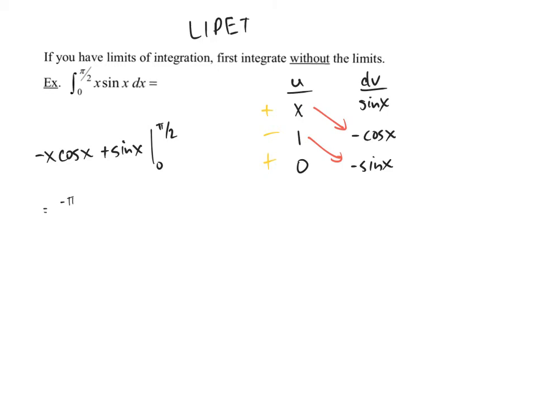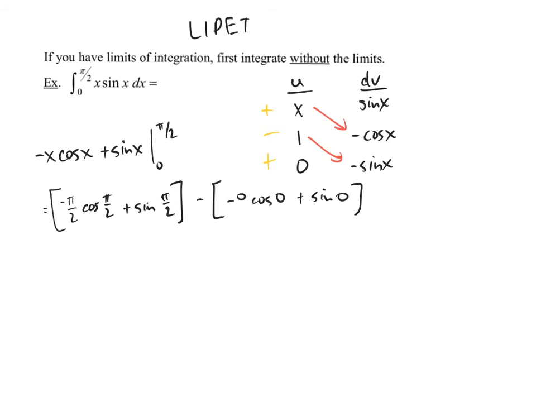Okay, so if I plug in pi over 2, that'll say negative pi over 2 times cosine of pi over 2 plus the sine of pi over 2. So there's my evaluation at the upper bound minus my evaluation at the lower bound. So that will be negative 0 times cosine of 0 plus the sine of 0.